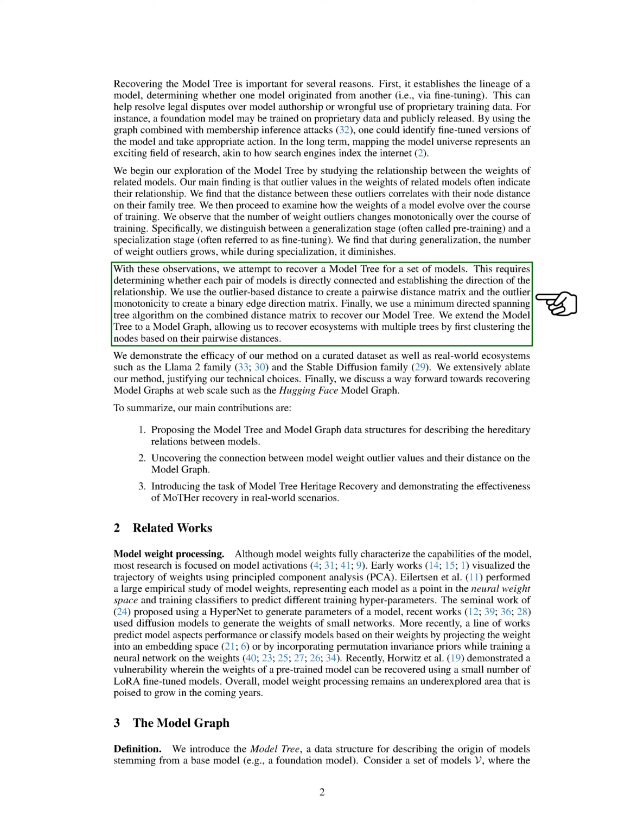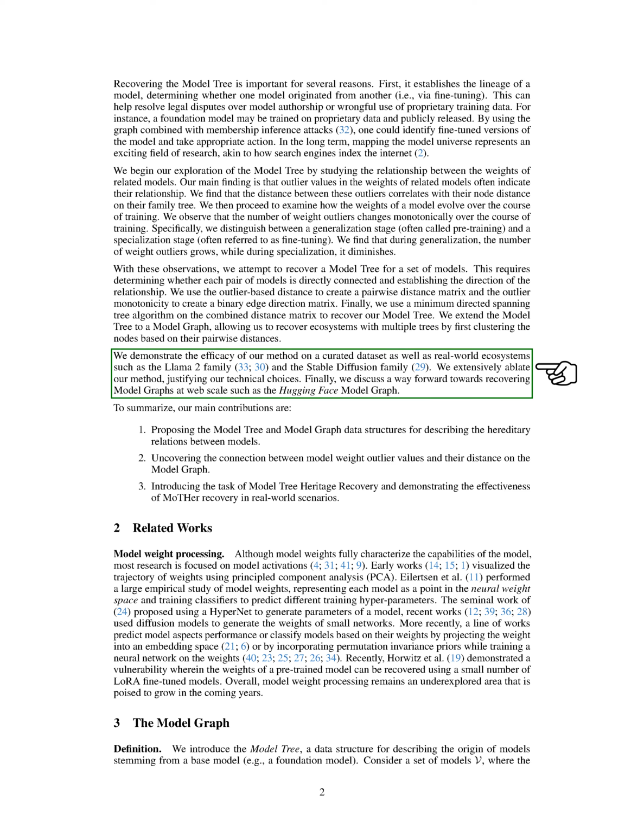To recover the model tree, we create a pairwise distance matrix based on outlier values and determine the direction of relationships using outlier monotonicity. By applying a minimum-directed spanning tree algorithm, we reconstruct the model tree. We expand this concept to a model graph, enabling us to analyze ecosystems with multiple trees by clustering nodes based on distances. Our method is validated on various datasets and real-world ecosystems.